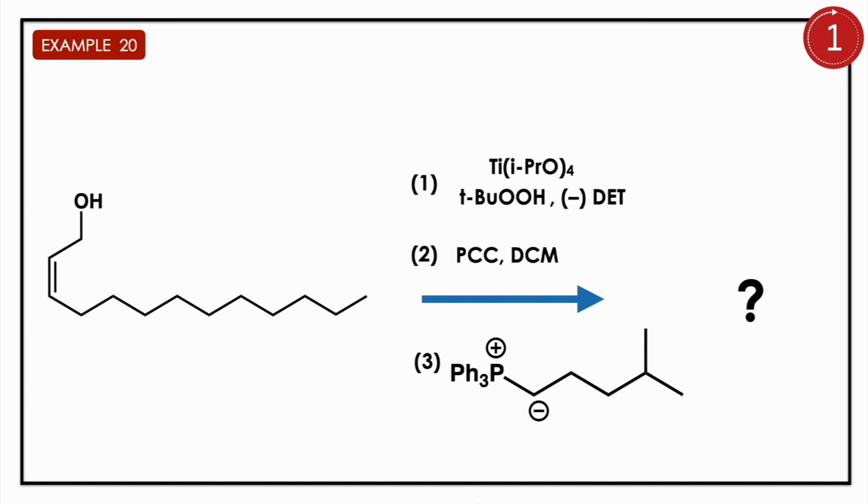Then the next example. Here you have an alkene. One side you have a methylene alcohol. Another side you have a long chain. You are using titanium isopropoxide, tertiary butyl hydroperoxide minus DET. Second step you are using PCC, DCM. Third step phosphine halide. You should find what the final product will be.